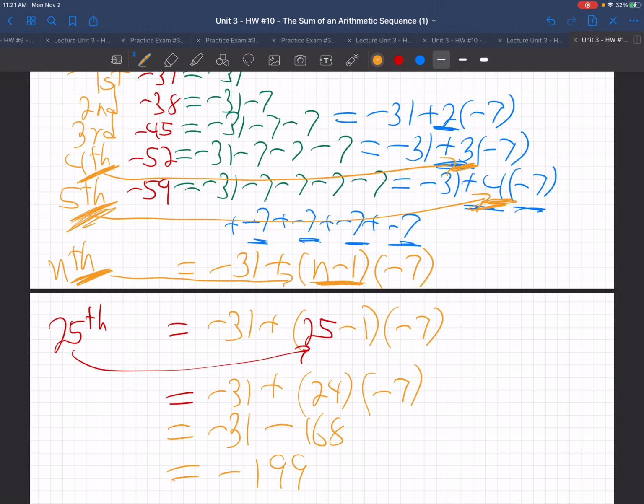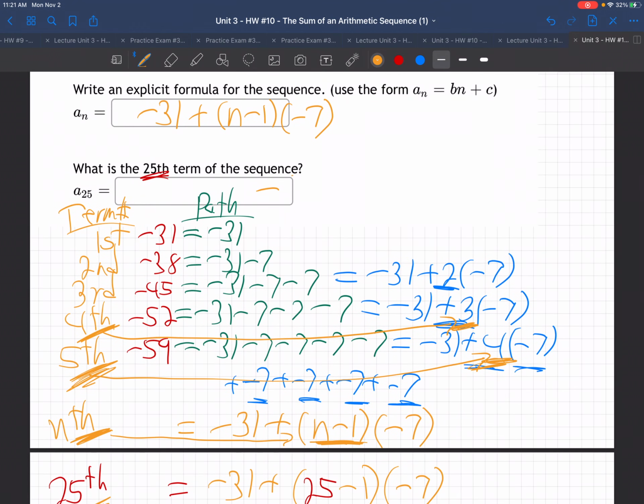Did I do that right? Yeah. So the 25th term must be minus 199. So I just plugged in 25 for n. So it's minus 199. So there it is.